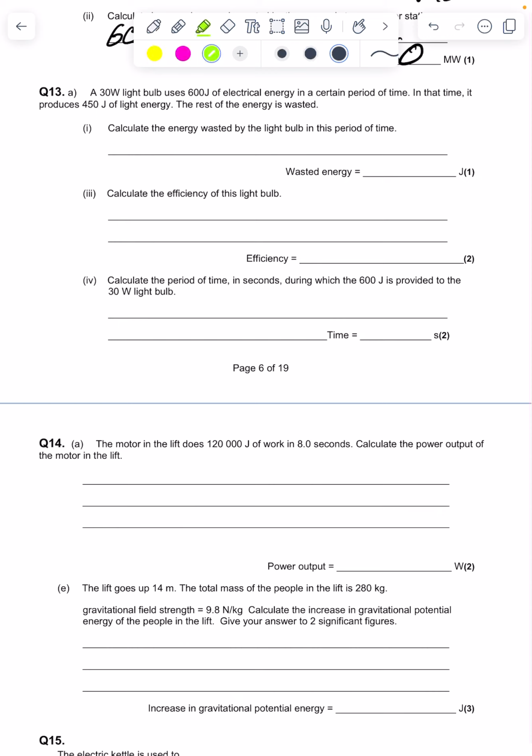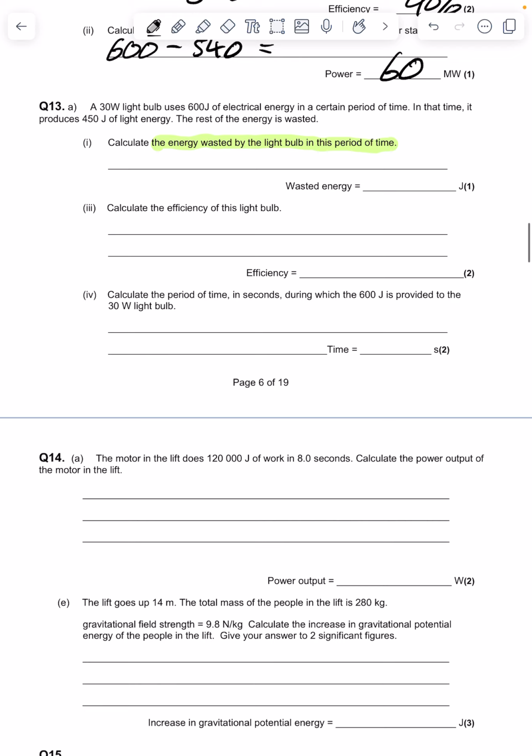Calculate the energy wasted by the light bulb in this period of time. So what is the time it's referring to? Here, there's a certain period of time when we've got a 30 watt light bulb that uses 600 joules of energy. So what calculation might we want to look at first for this one? Let's have a little look. So we've got 600 joules here, and it tells us we've got 450 joules of light energy.